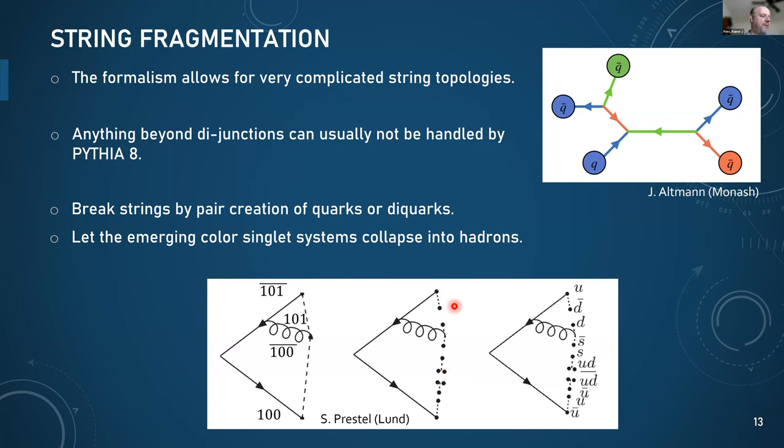There's a formula. It's like a tunneling process, pair creation in the vacuum, that is used there. Something similar to the Schwinger formula, and you end up with this, and then you basically just collapse these much smaller systems that you have into mesons, or sometimes, if you have a diquark, anti-diquark pair that you create out of the vacuum from the string, create a baryon and an anti-baryon. So that is how that is done.